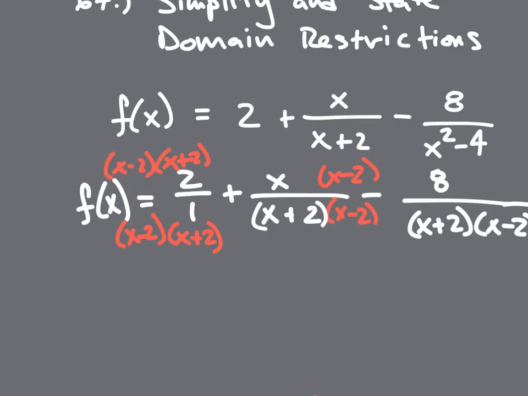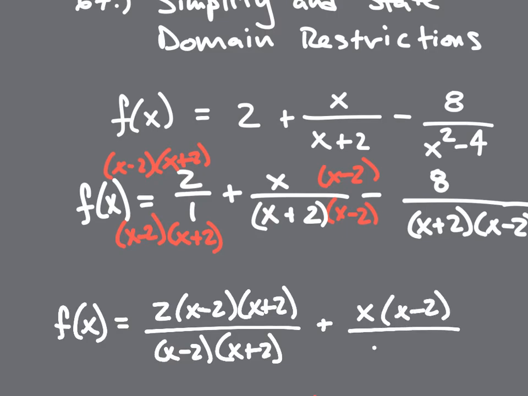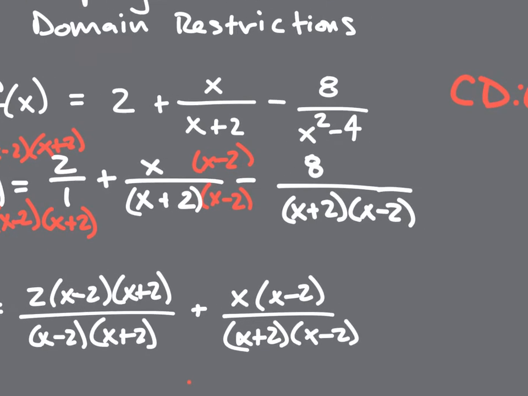So from here, what I want to write out is multiply everything out. So I've got f of x is equal to 2 times x minus 2 times x plus 2 over x minus 2 times x plus 2. Here I've got plus x times x minus 2 over x plus 2 times x minus 2. And then here I've got minus 8 over x plus 2, x minus 2.